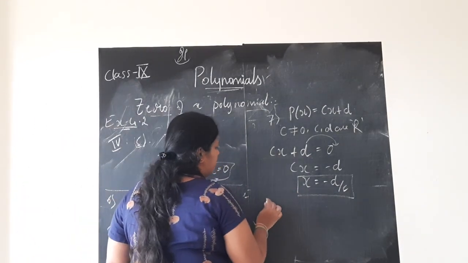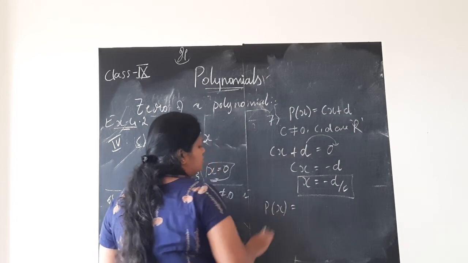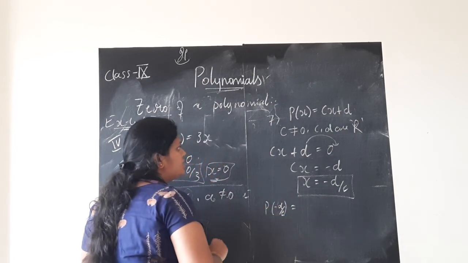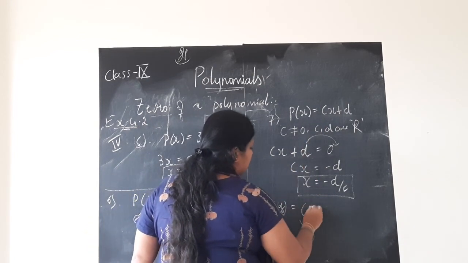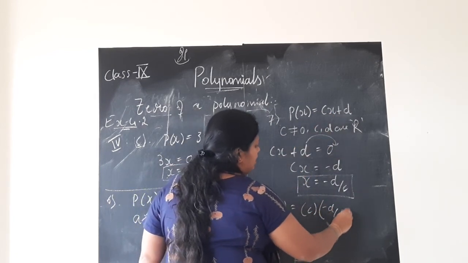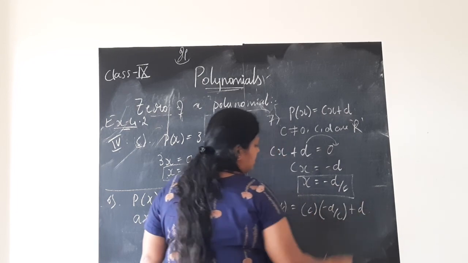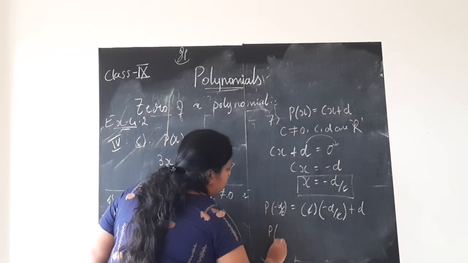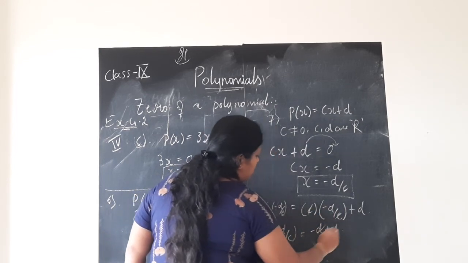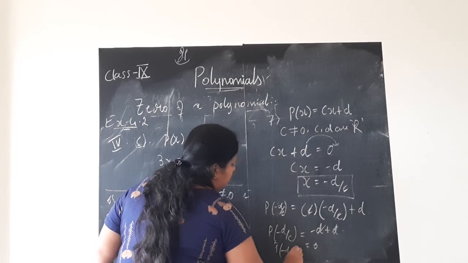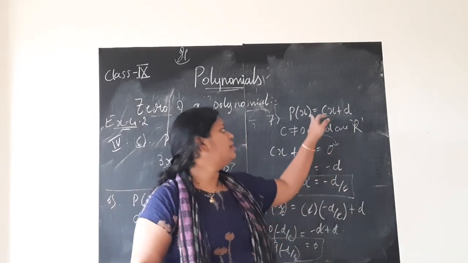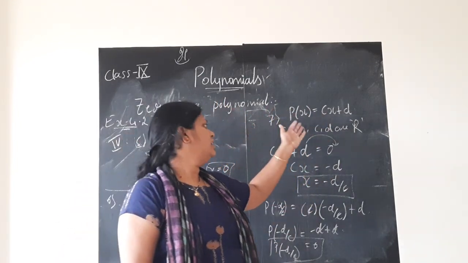If you have any doubt, I will verify it and show you since it is the last problem. In this expression, I should substitute the value I got, which is minus d by c. P of minus d by c is c as it is. In place of x, I should substitute minus d by c, plus d as it is. See here, c gets cancelled. P of minus d by c is minus d plus d. What is minus d plus d? 0. So P of minus d by c is equal to 0, and x is equal to minus d by c is the 0 of a polynomial. That is what we have found out.